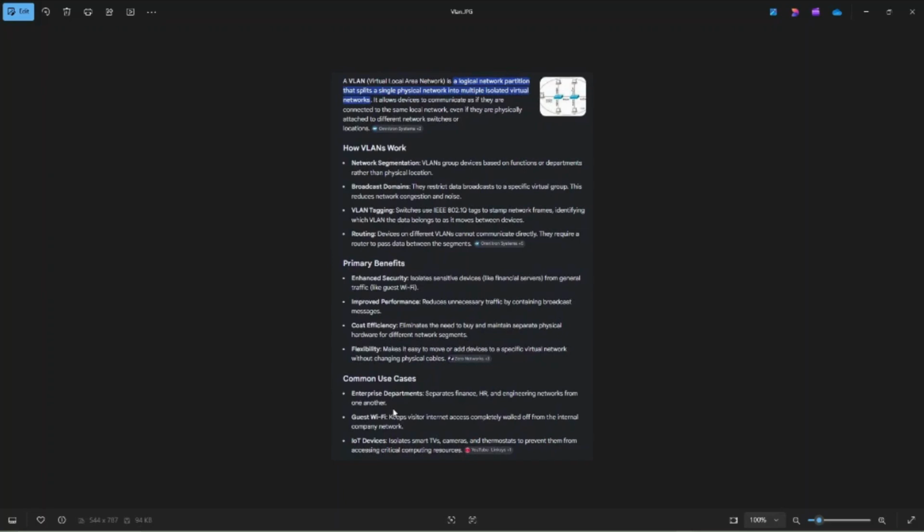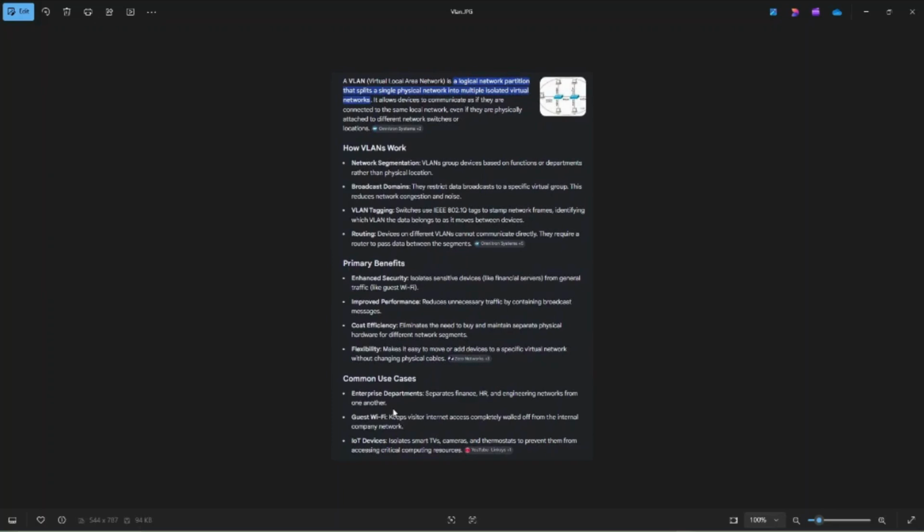And here they give us some ways how VLAN is used. One, they say it does network segmentation, so it segments the network. How? VLANs group devices based on functions or departments. So you may say, let me put these computers on this side or in a different department, or based on their functions, maybe the accountants, so you put them on a different VLAN and then the others on a different VLAN.